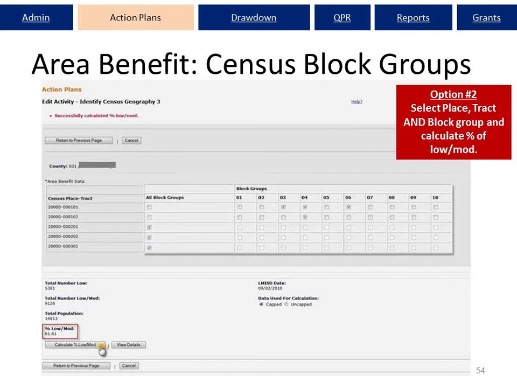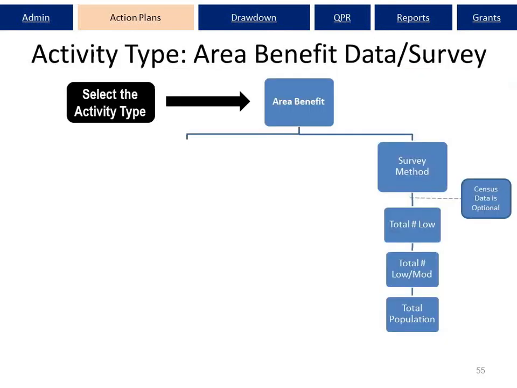But it's kind of produced on the fly. So say you see that your low mod is not what you expected it to be, you can pull that list off and say, oh, I forgot these tracts and these block groups. That's why my numbers aren't adding up.